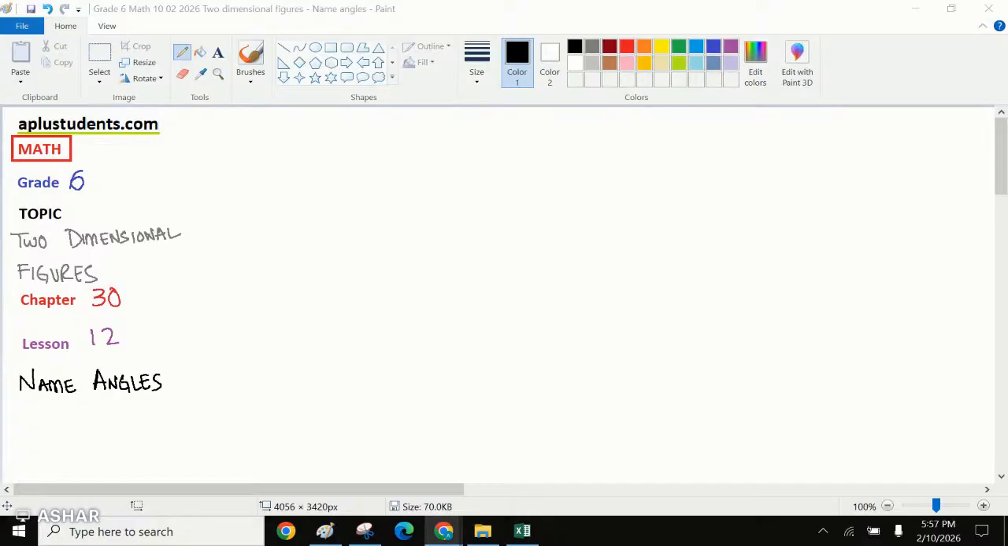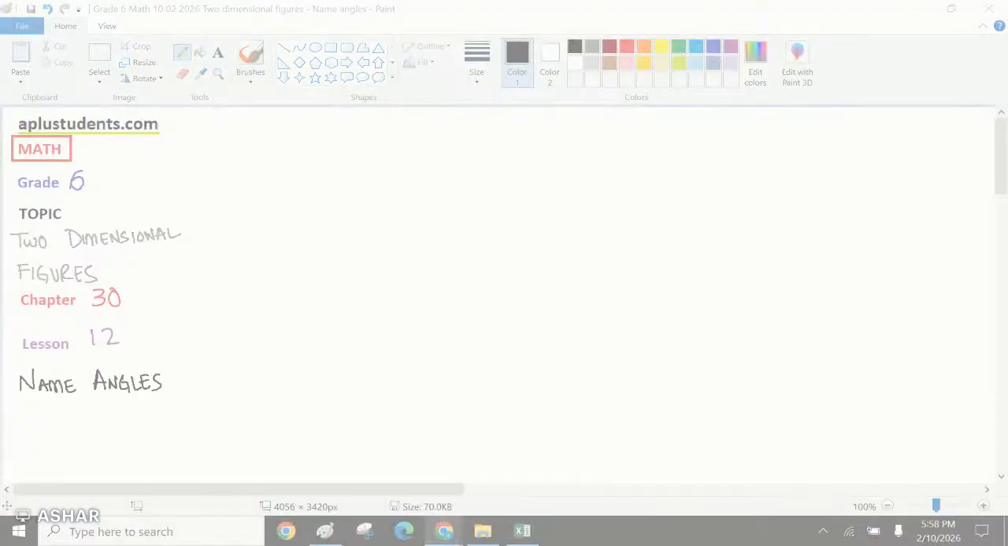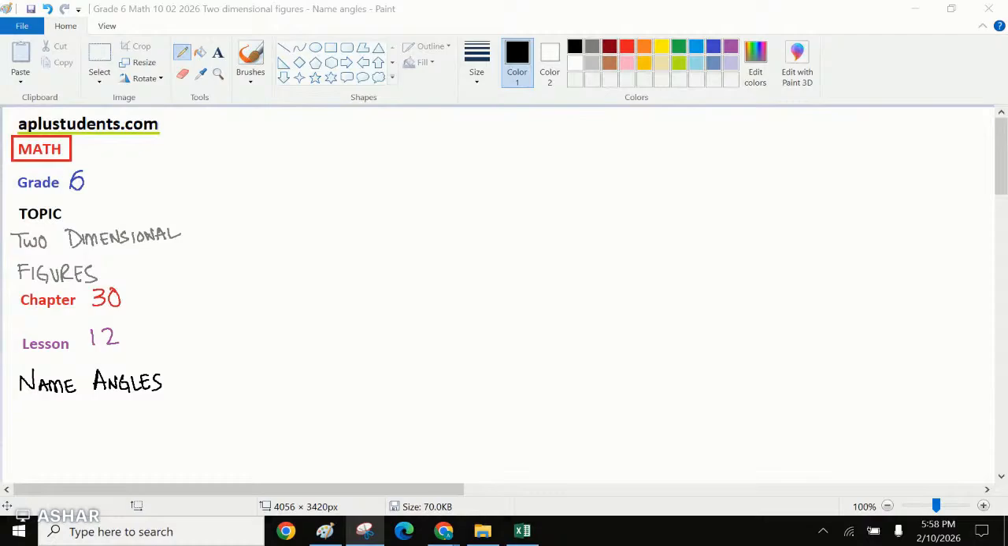So the first question says, let's look at the first question. In the first question, what is given to us is a shape. In this shape, we need to look at the angle that has been given to us and write which angle it is. See, there are 3 alphabets over here, D, B, and C. So we can write B, C, D.